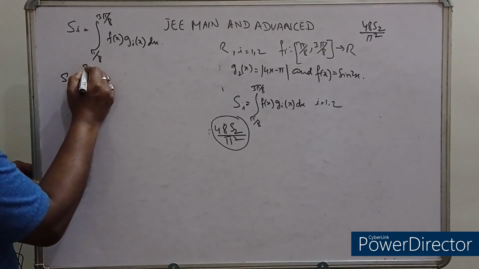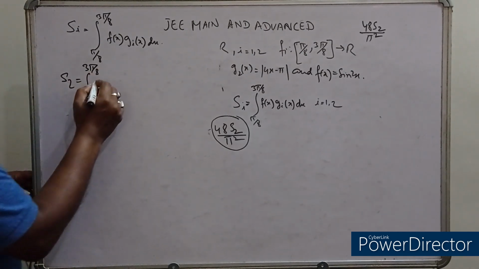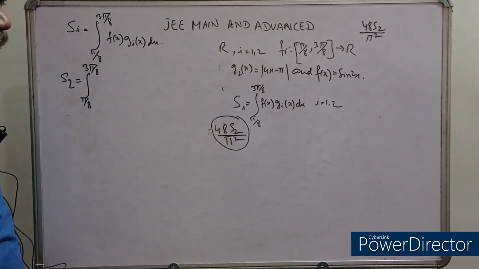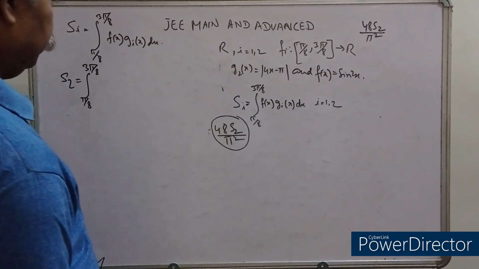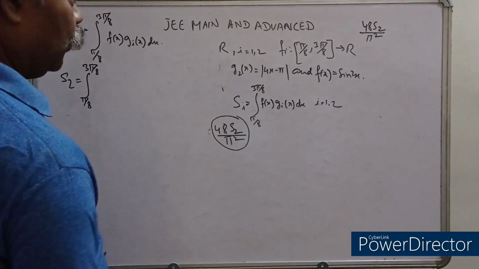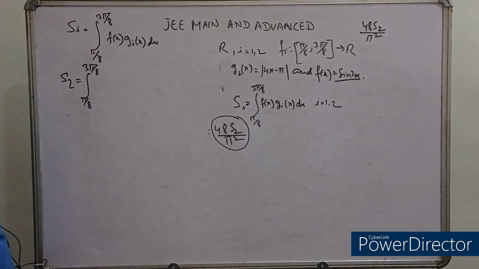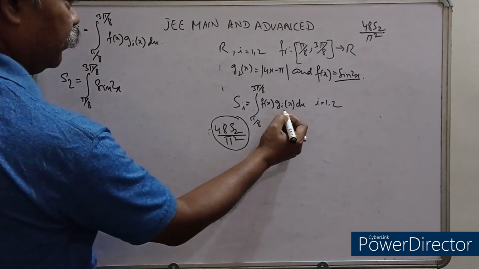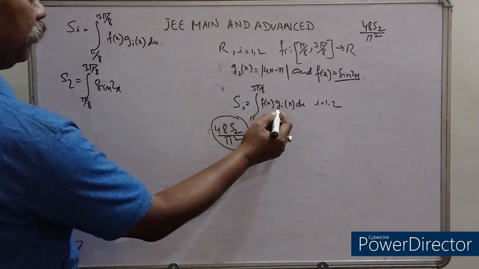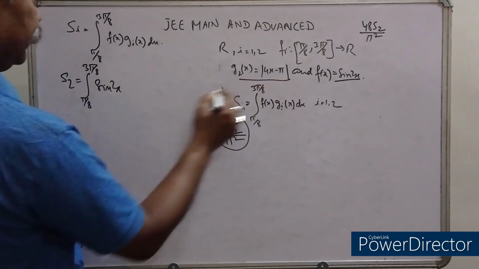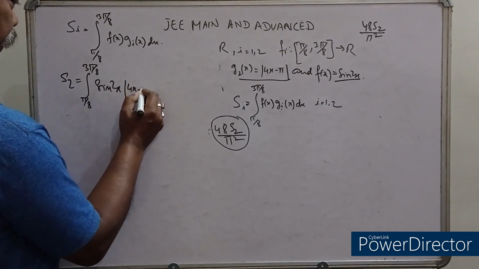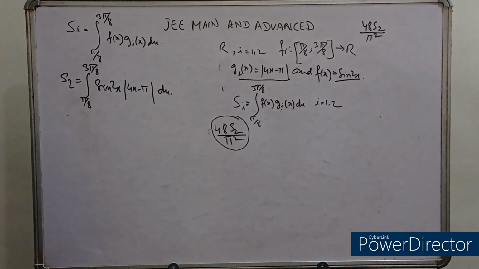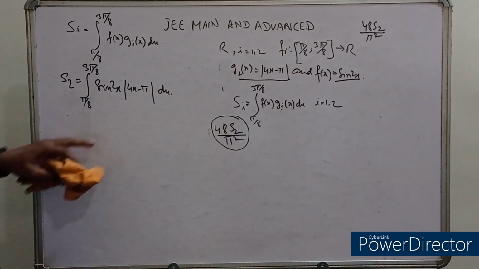Pi by 8 to 3 pi by 8, your F(x) function is, you see this, that is sine square x, and your G2 here, because S2, so this will be G2. Your G2 function is this, modulus 4x minus pi dx. Now I have written as per the requirement. Now you have to solve this.